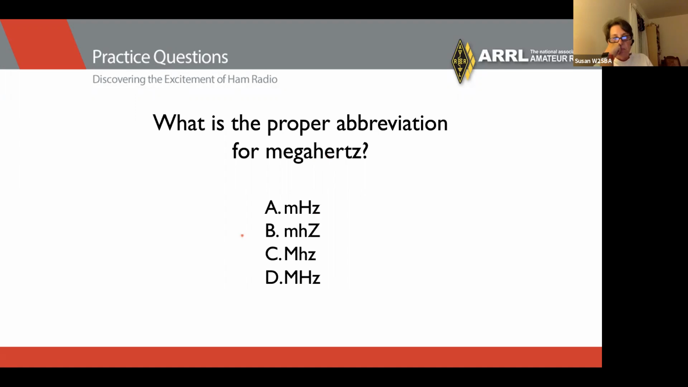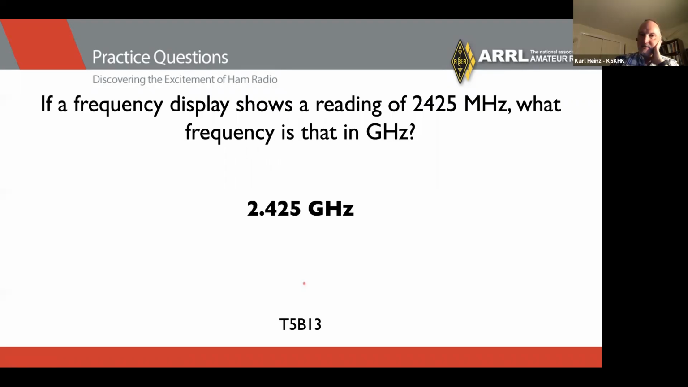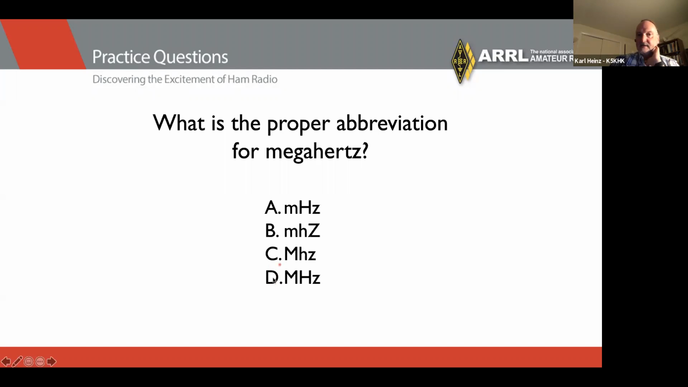Yep. So what is the proper abbreviation for megahertz? So is mega the capital or the lowercase? Capital. Okay, so that leaves C and D. Is it capital M lowercase h, or is it capital M capital H? D. It's D, yes. So when you look at all the questions we've had so far, there is always a capital M, capital H, lowercase z. So the right answer in this case is D.